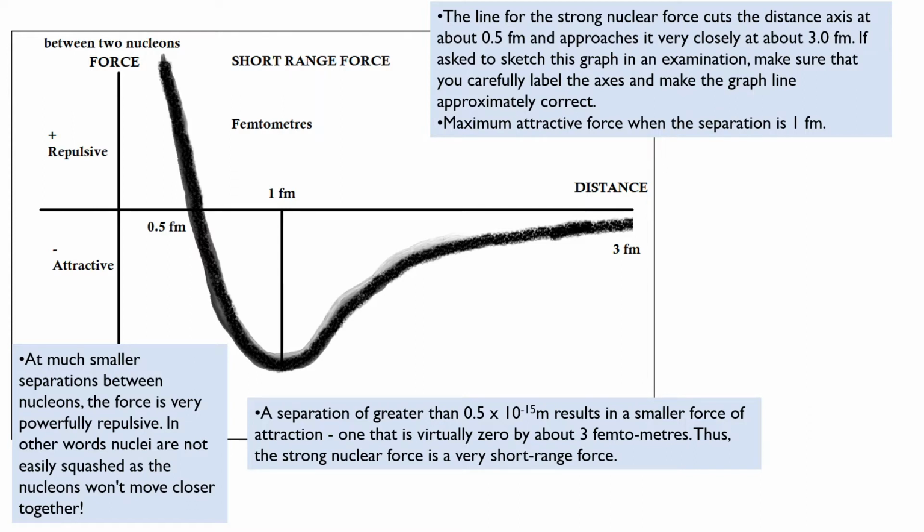Now, the line for the strong nuclear force cuts the x-axis at about 0.5 femtometers, and then it approaches zero very closely by 3 femtometers. So make sure you're able to sketch this graph and label the axes, so 0.5, 1 femtometer, and 3 femtometers. And the maximum attractive force is when the separation is about 1 femtometer.